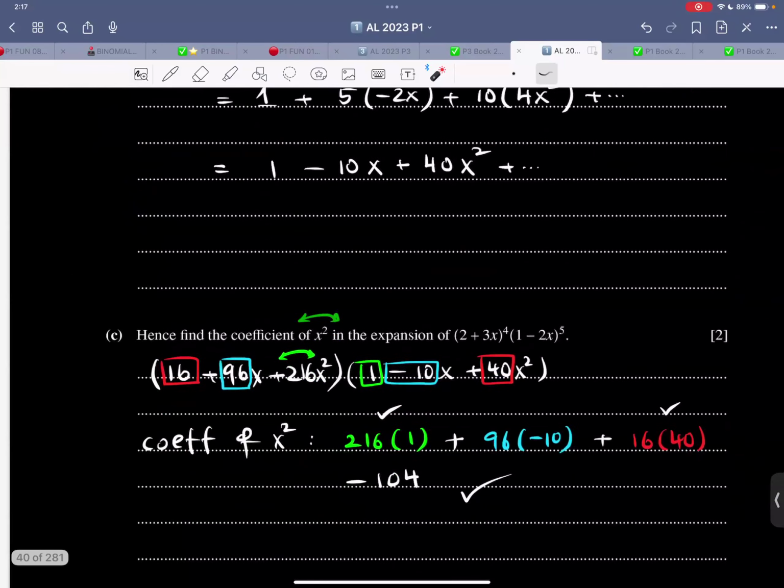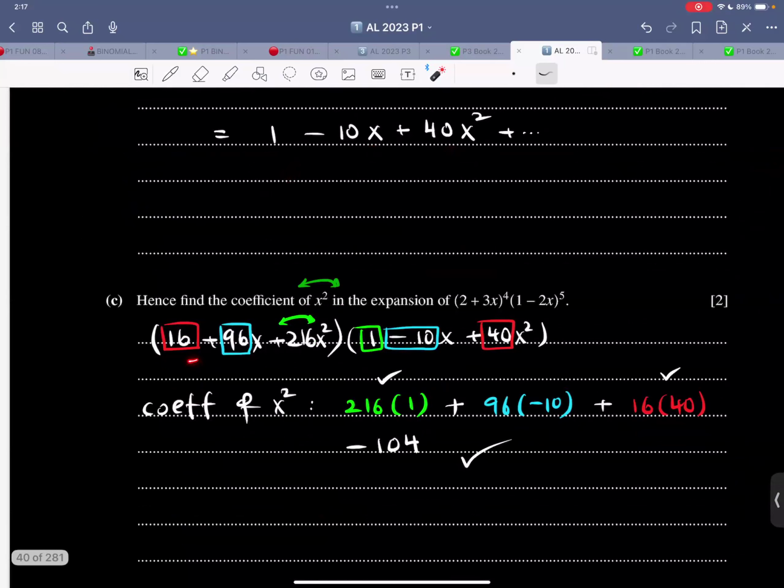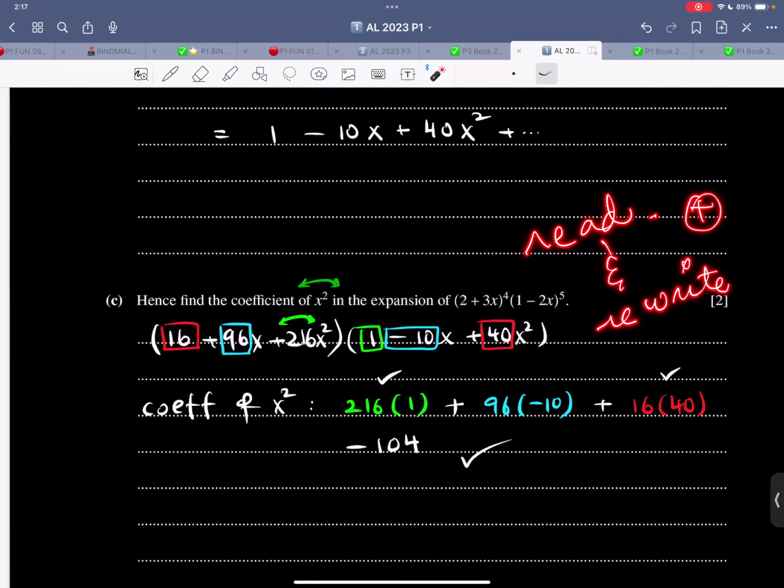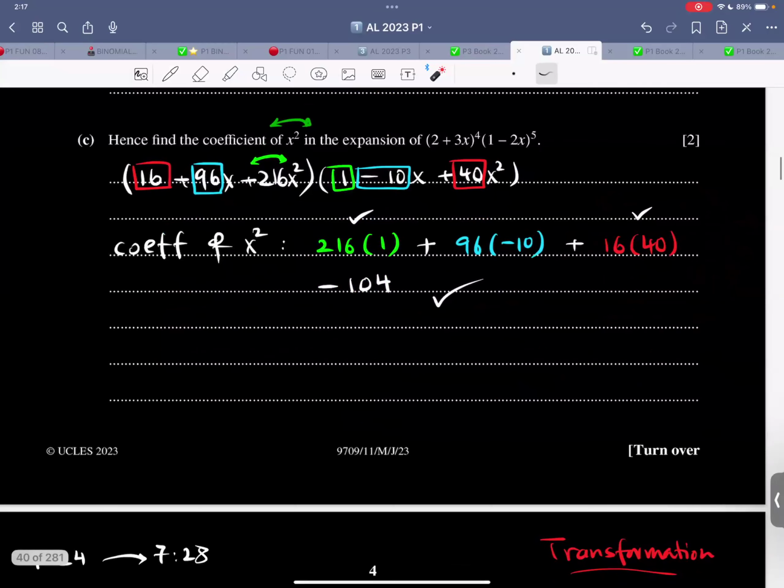16, 96, 216, and 1, negative 10, 40. Make sure when you read the question and rewrite, so you don't make a mistake of plus sign, minus sign, and so on. We are interested in coefficient of x square. So this 16 should multiply with this coefficient of x square because this is constant. This constant should multiply with this. This x term should multiply with this.